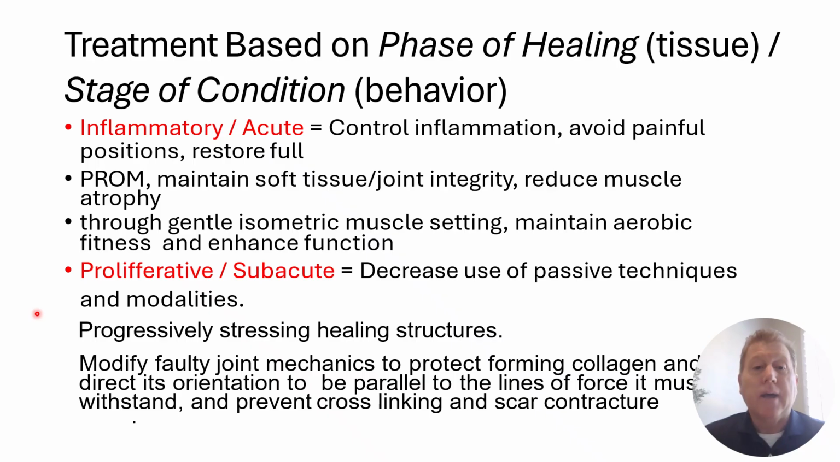So now if we look at treatment itself based on the phase of healing and or the stage of condition, we can see that we get some generalities, some general guidelines. For instance, if we feel like we are in the acute or inflammatory stage of healing and condition, we would maybe want to control inflammation, avoid painful positions, and then try and restore full passive range of motion as our first goal.